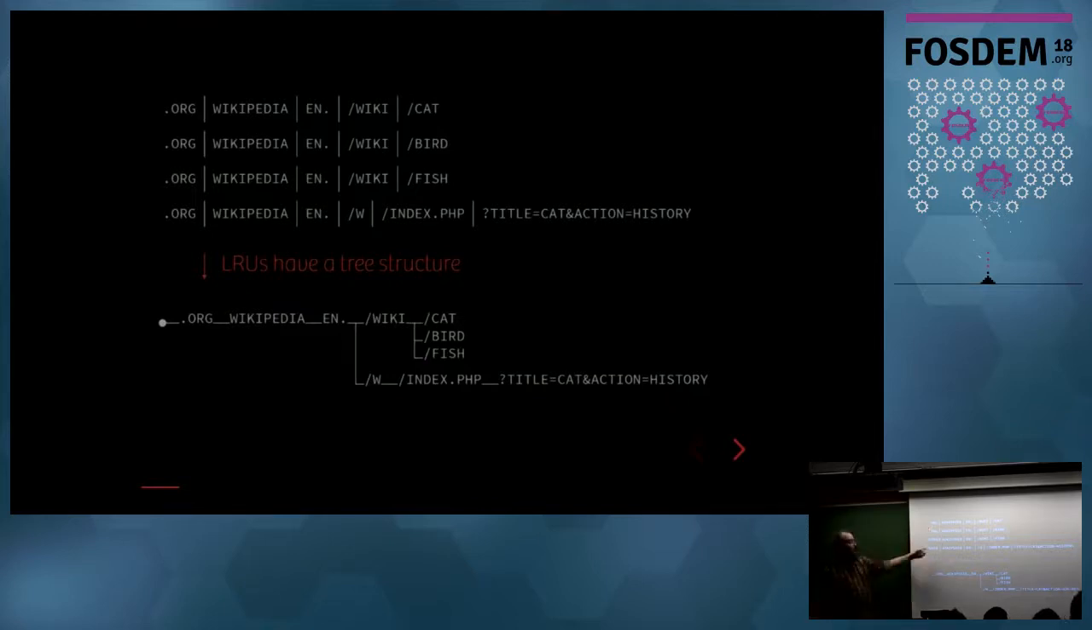Here we have different pages in Wikipedia, three articles, and this one is the history page about cat, if you click on history in Wikipedia. So it doesn't have the same structure, but at least the first part is shared between the different URLs, and then you have the /wiki/article.